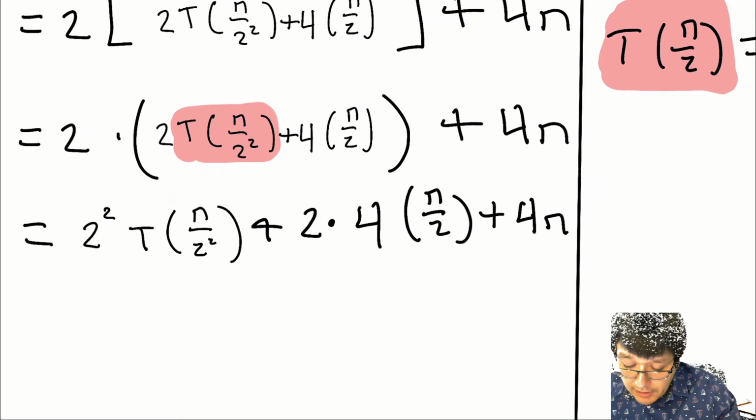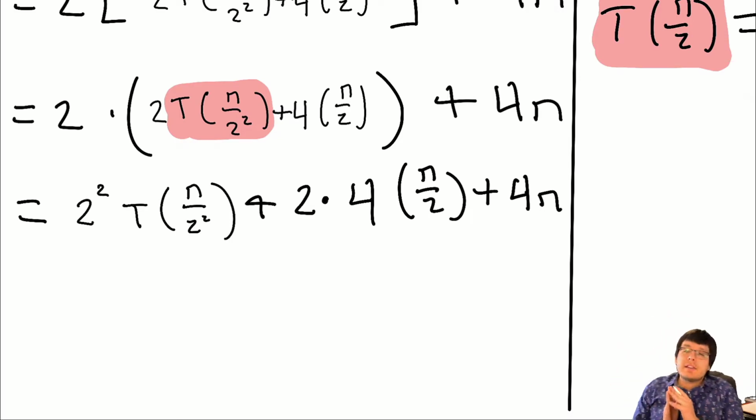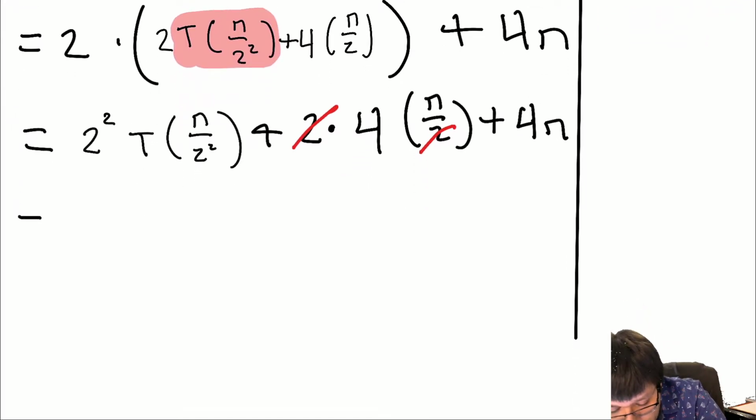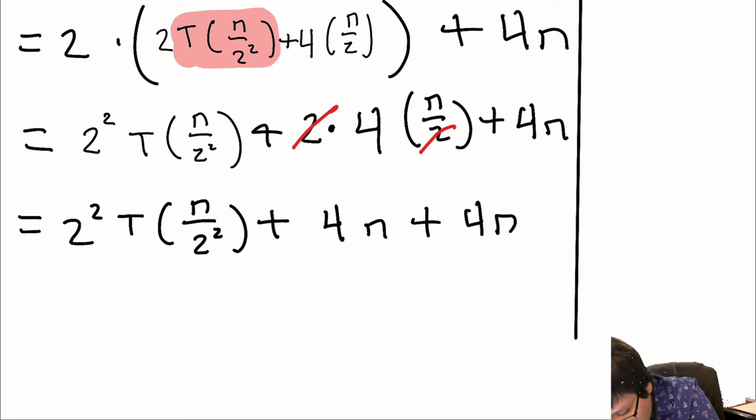So now I could leave it like this. This is as far as I could go. But I'm gonna slightly simplify it because I see that I have a 4n here, and you can see that if I multiply the 2 times the 4n divided by 2, the 2's cancel, right? I can cancel out these 2's. Let me cross them out. So this guy's gonna cancel with this guy. Essentially, I will be left with 2 to the power of 2 t n divided by 2 to the power of 2 plus 4n plus 4n.